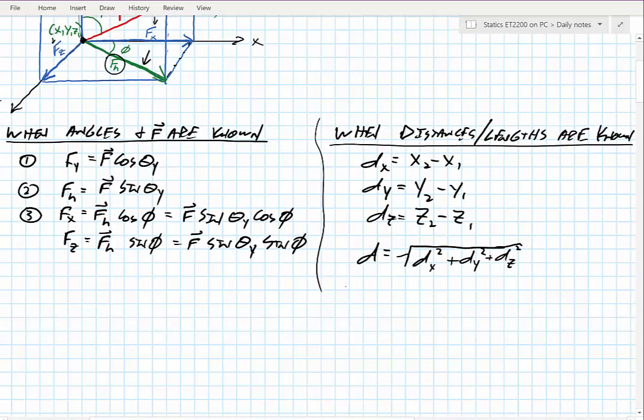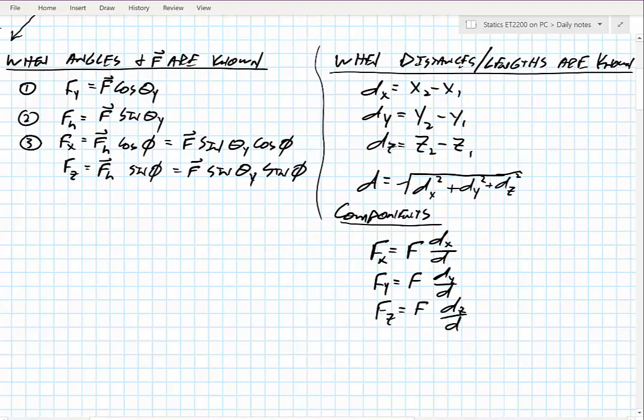From that, what I would do to get to my component form is the same idea that I did in 2D. So the force component in the x direction is equal to the total force times the magnitude of the distance in the x direction over the total distance of the vector. And same with the y and the z. And I could work backwards and actually solve for my angles.